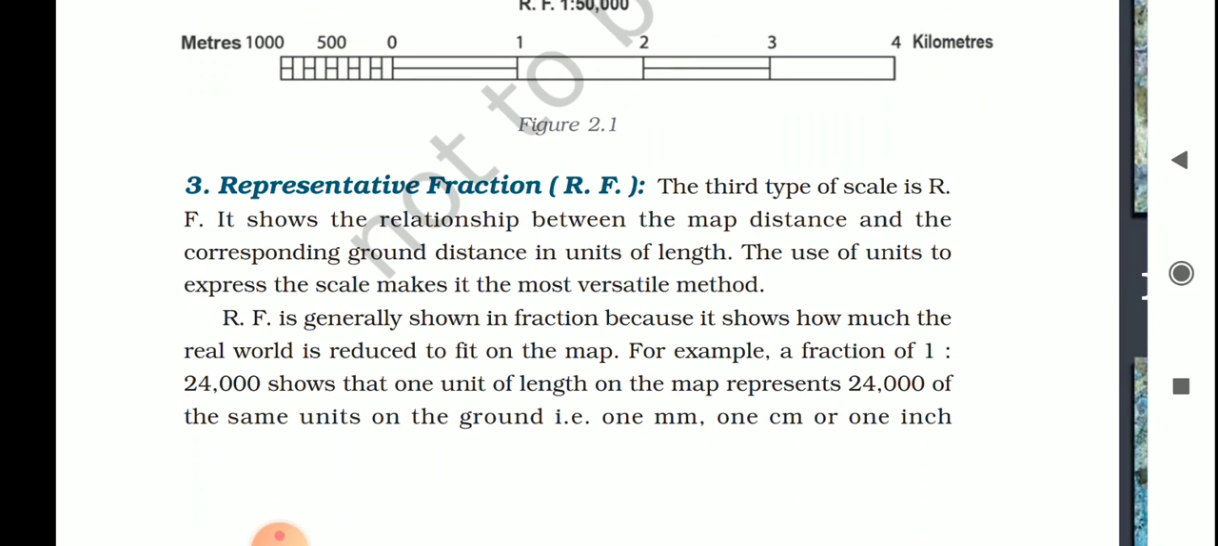But in the statement of scale, one demerit is that it is useful only to those people who are familiar with the particular unit of measurement, then it will be easy. Otherwise, if we talk about the merit, the scale remains true even after reduction or enlargement of the map.